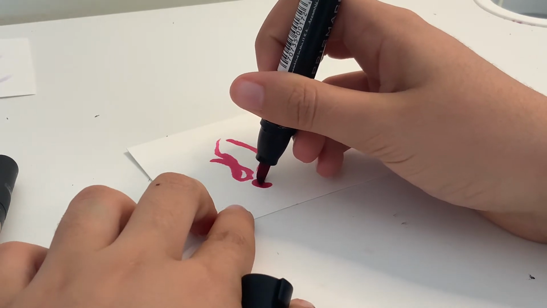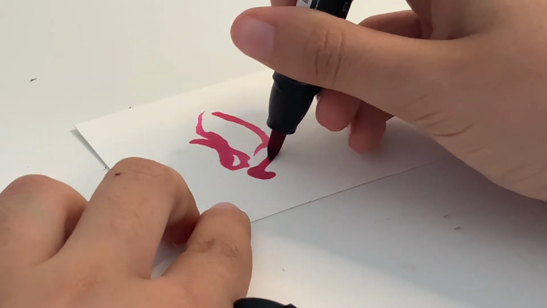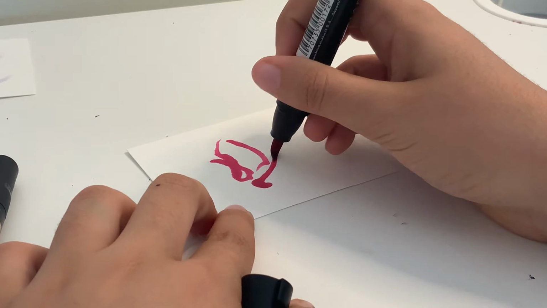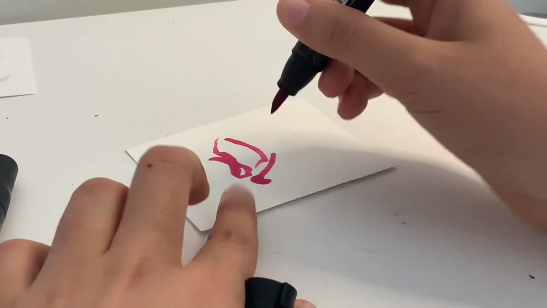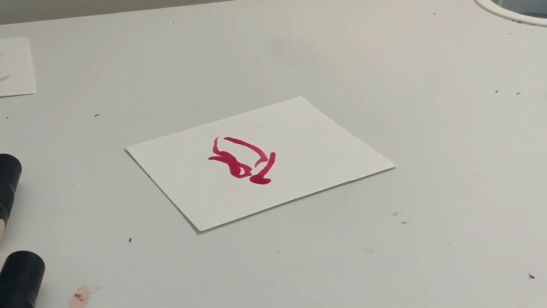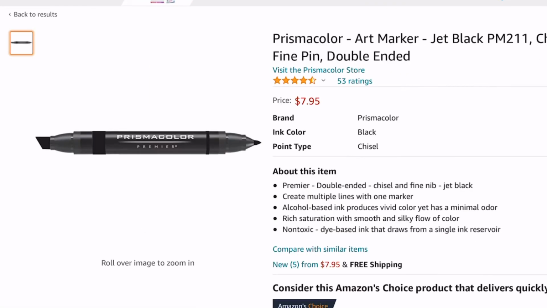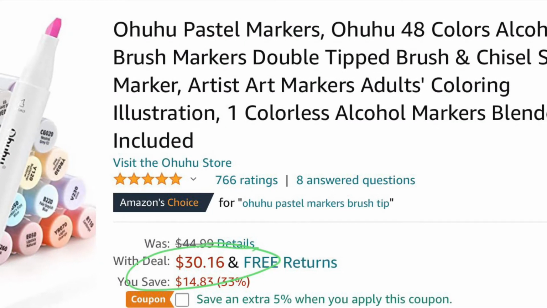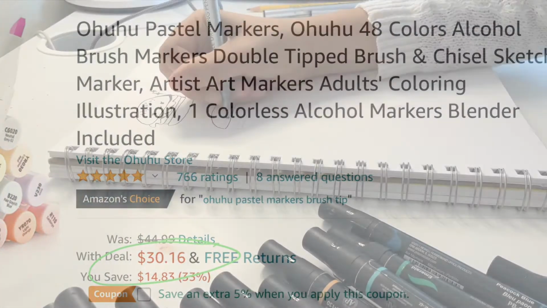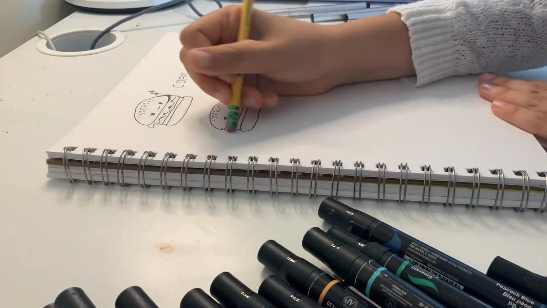Prismacolor markers are very saturated, like very saturated. I like to call them juicy, but that's not the correct word. Anyways, they have two different types of their marker. They have a chisel nib and a bullet nib, and a brush and a bullet nib, but you can't refill Prismacolor markers.